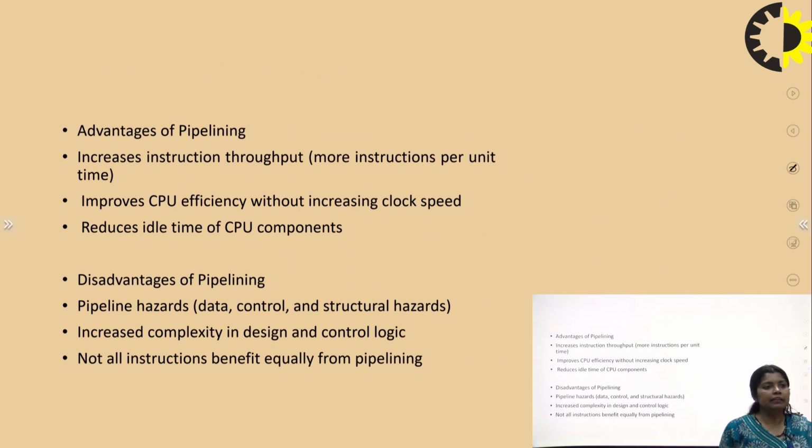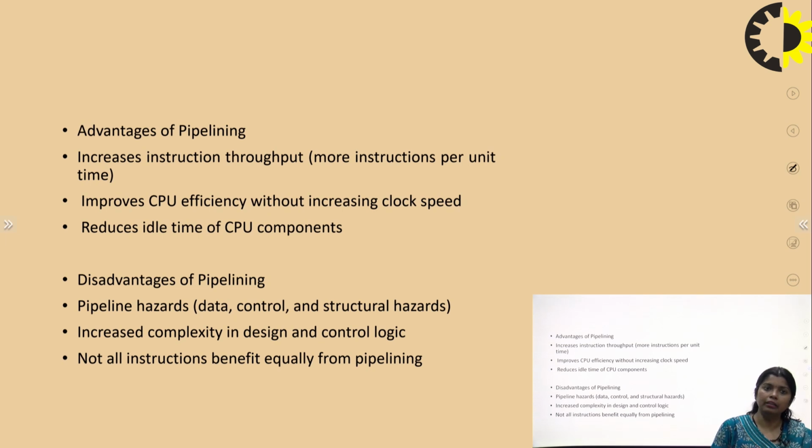Now, these are the advantages of pipelining. The first is increased instruction throughput, meaning more instructions per unit of time. If we are not using the pipeline system, or you can say a non-pipeline system, suppose there are 100 tasks. For 100 tasks, you execute the instruction 100 times.